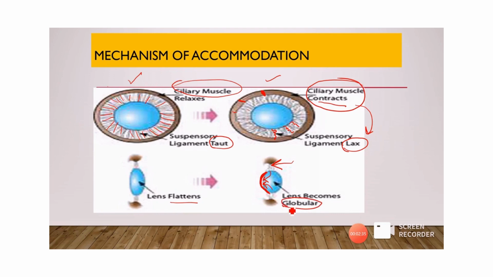Now as the lens becomes globular, we know that the convexity will increase, and as the lens convexity increases, the converging power will increase, and thereby the lens will now be able to focus the diverging rays onto the retina. So this is the process of accommodation, in which the ciliary muscle is very, very important.